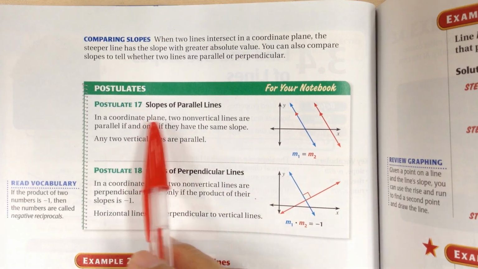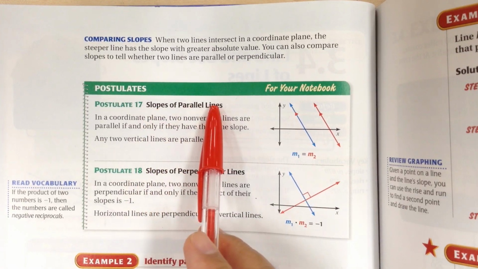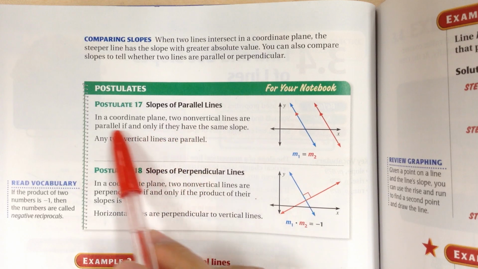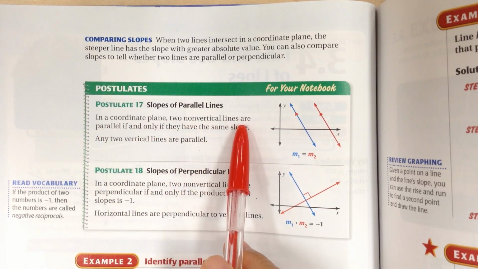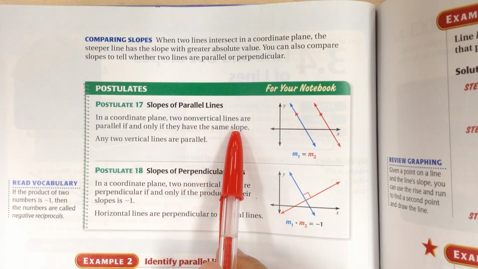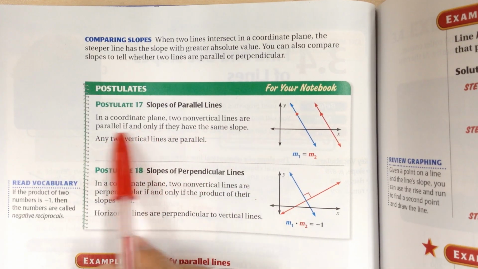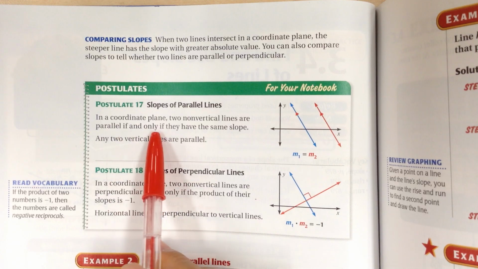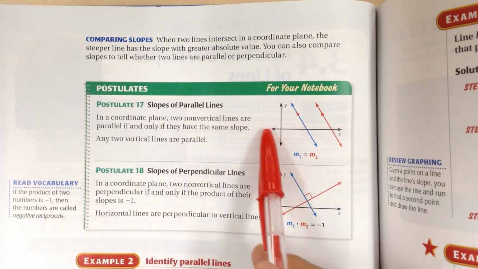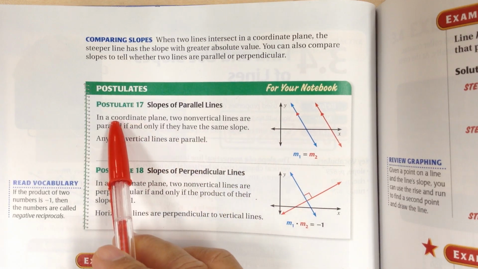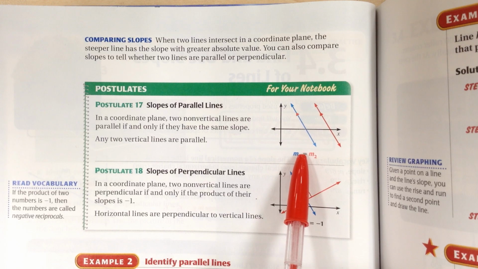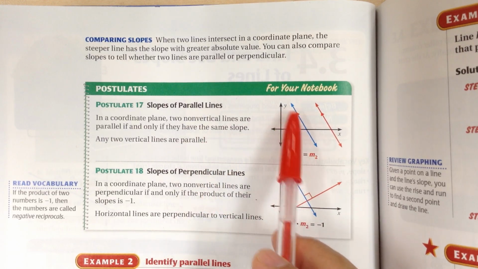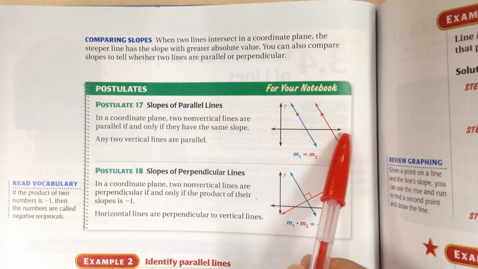Okay, let's go over the postulate. Slope of parallel lines. It says in the coordinate plane, 2 non-vertical lines are parallel if and only if they have the same slope. Now notice it says if and only if, right? Remember, this is called a biconditional. That means the forward direction is true and the backward is also true. So in other words, if 2 lines are parallel, they will have the same slope, and vice versa. If two lines have the same slope, they are parallel.